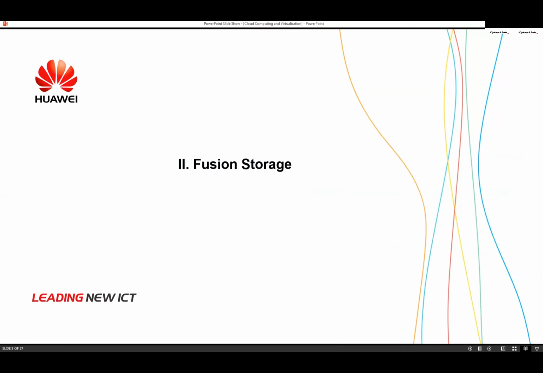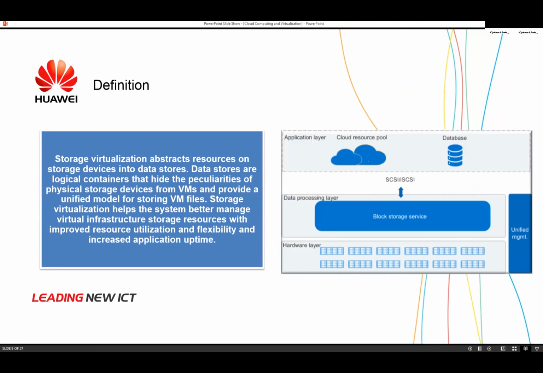So let's proceed to Fusion storage because we've spoken about Fusion storage. Okay, what is Fusion storage? Well, Fusion storage block we're going to talk about because this is the most common one. We have two types: Fusion storage block and Fusion storage object. The most common is Fusion storage block.